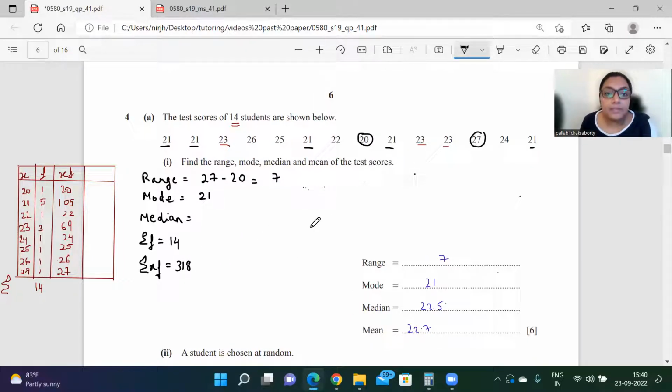Okay. Now let's rearrange the given data. So the given data can be rearranged like this. I'm writing it over here. So this will be 20. Then you have 21 written 5 times.